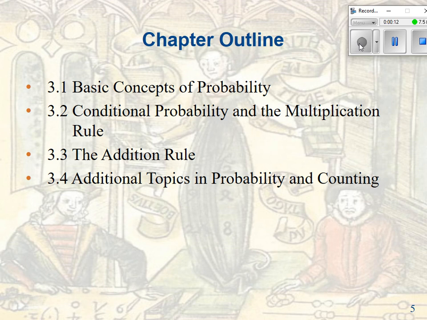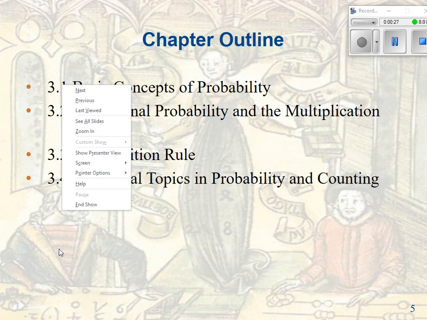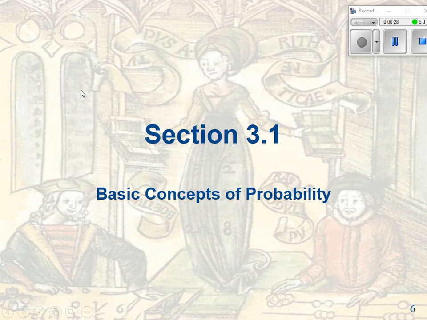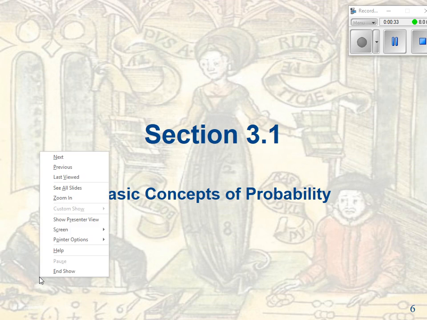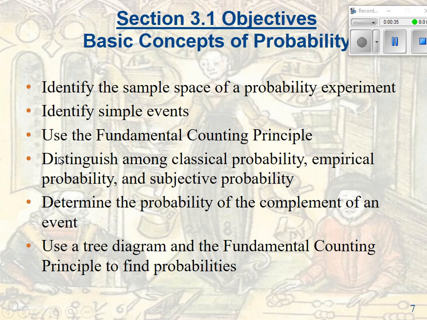This chapter, chapter three, we deal with the basic concepts of probability, conditional probability, multiplication rule, addition rule. We're going to talk about all this stuff throughout the chapter. That's just an overview of the whole chapter. Main thing for this section is just the basic concepts of probability. In this section, I wouldn't write any of this down. This is just going over this section.